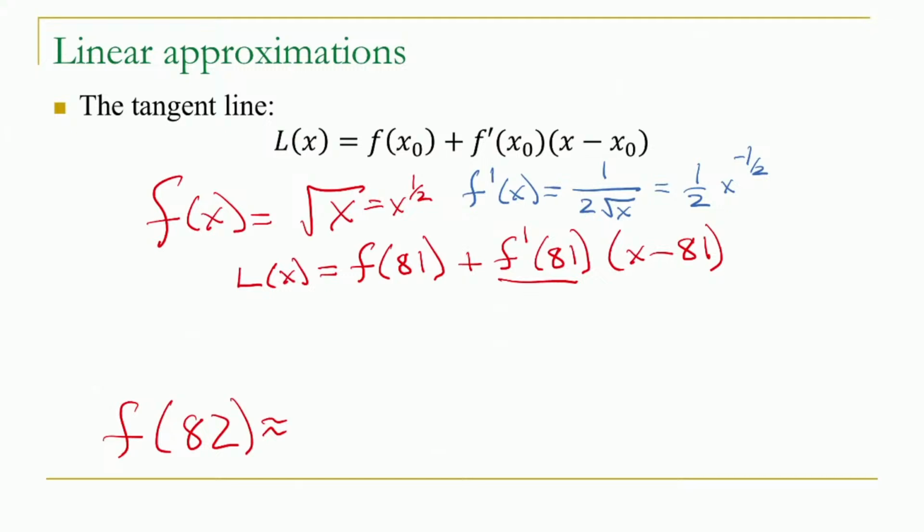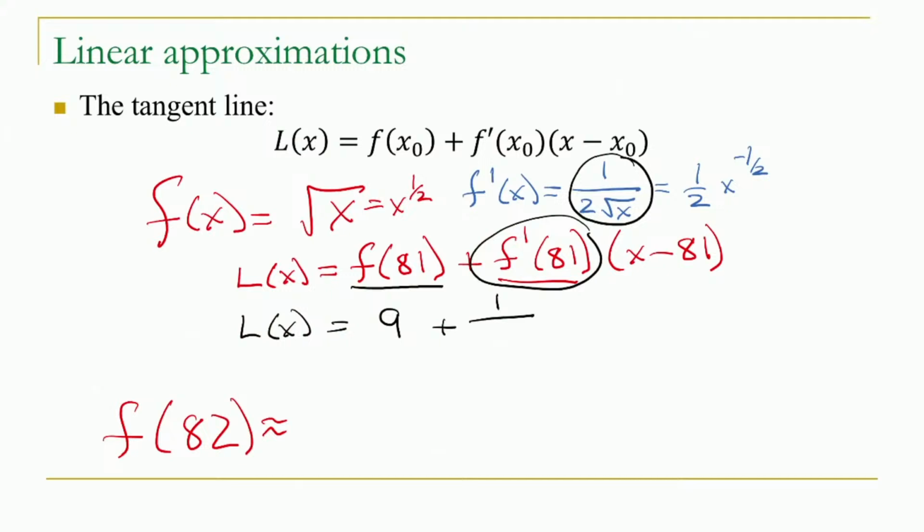Okay, so let's actually do this. I'll first of all write L of x using this. So f of 81, you told me, was 9. F prime of 81 is going to be what I get when I plug 81 into that. So that's going to be 1 over 2 times the square root of 81, which is 1 over 2 times 9. And then I've got x minus 81. How's that look? So far, so good?